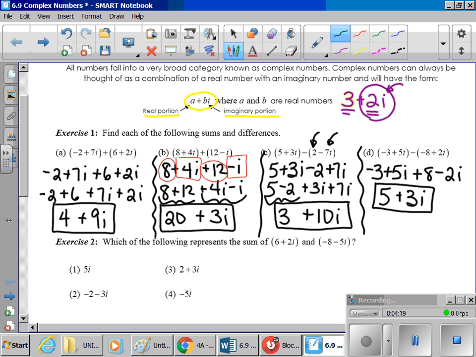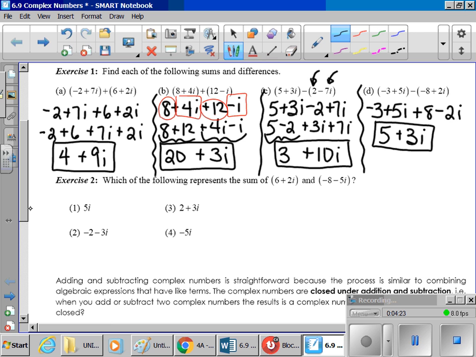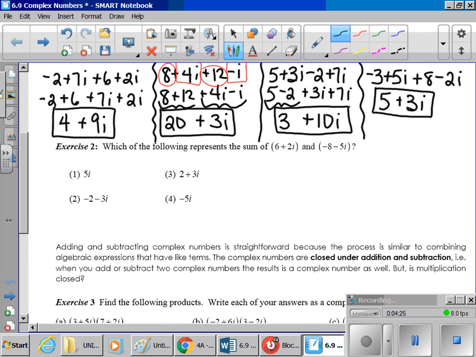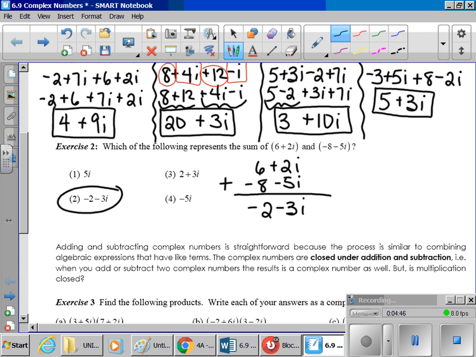Exercise 2 is pretty much asking the same thing. It's saying, which of the following represents the sum of 6 plus 2i and negative 8 minus 5i. If you're doing a sum, another way you can do it is to line up your like terms, because we're simply adding them and nothing needs to be changed. So we're going to get negative 2 minus 3i. Here, the answer is right there.